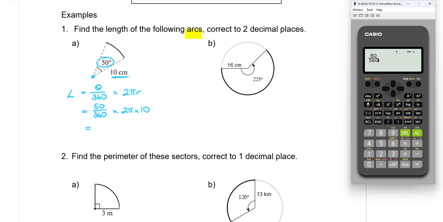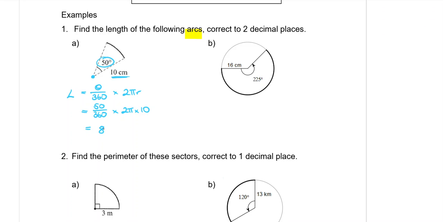So let's type this in. 50 over 360 times 2 pi times 10. And we want two decimal places, so this will be 8.73 centimeters.